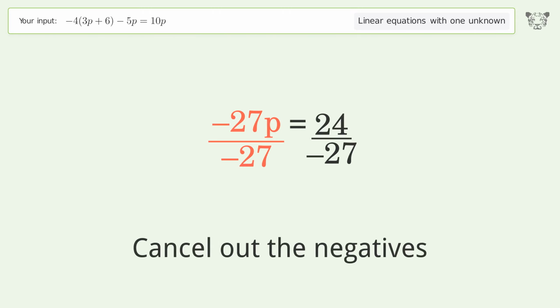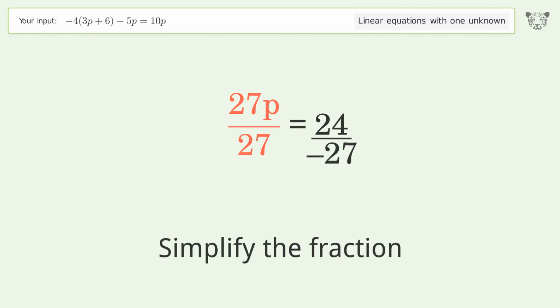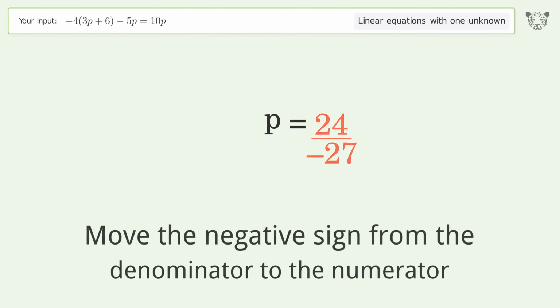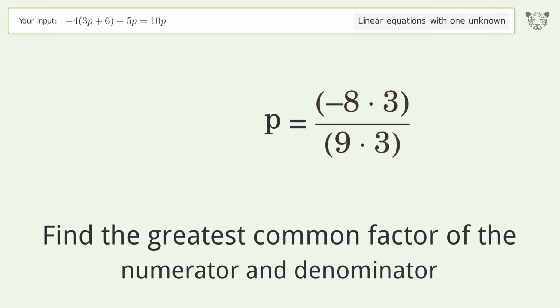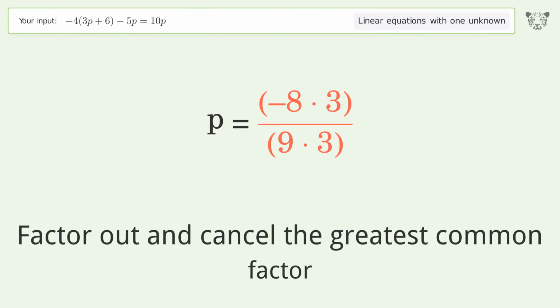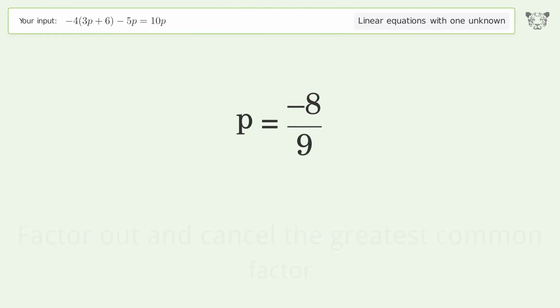Cancel out the negatives. Simplify the fraction. Move the negative sign from the denominator to the numerator. Find the greatest common factor of the numerator and denominator. Factor out and cancel the greatest common factor. And so the final result is p equals -8/9.